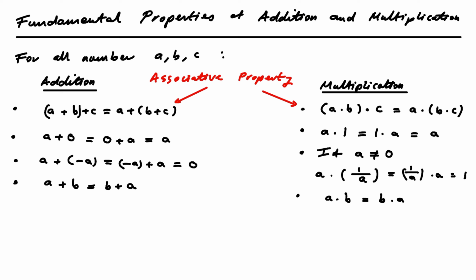Very important. And these two last ones are so similar, we're going to give them a name in common as well. So I'm going to call this the commutative property. So commutative is one of these words that you use when you talk about the order not mattering.